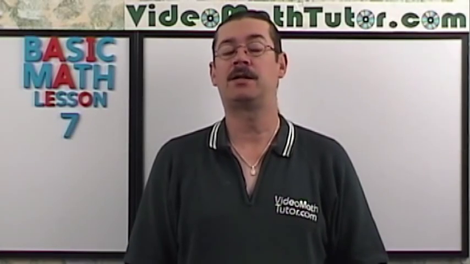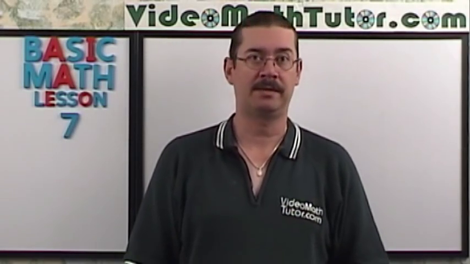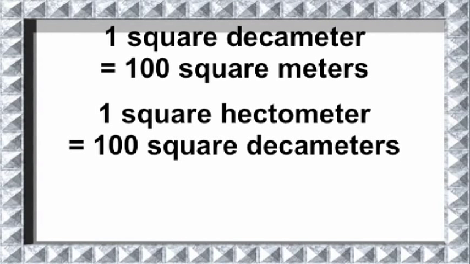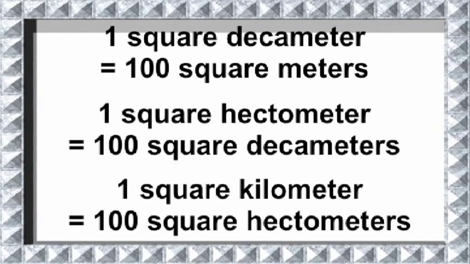Now for units of area that are larger than a square meter, we have the following. 1 square decameter is equal to 100 square meters. 1 square hectometer is equal to 100 square decameters. 1 square kilometer is equal to 100 square hectometers.